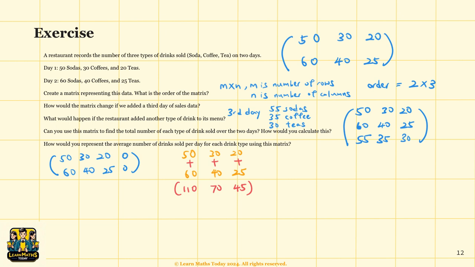How will you represent the number of drinks sold per day for each drink type using a matrix? Now that you have the number of drinks sold over the past 2 days, to get the average number of drinks sold per day, you just have to divide the total amount by 2. In this case, you have 110 divided by 2 equal to 55, 70 divided by 2 equal to 35, and 45 divided by 2 equal to 25. This gives the average number of soda and coffee and tea sold per day.